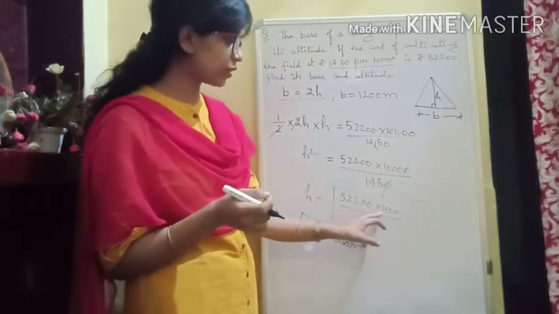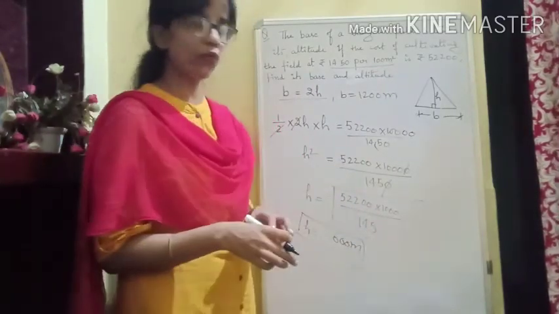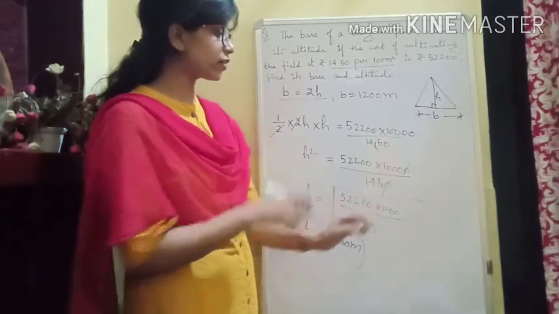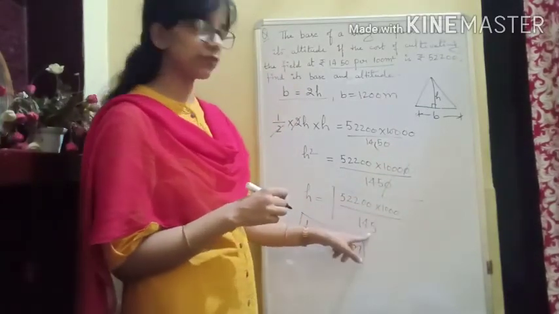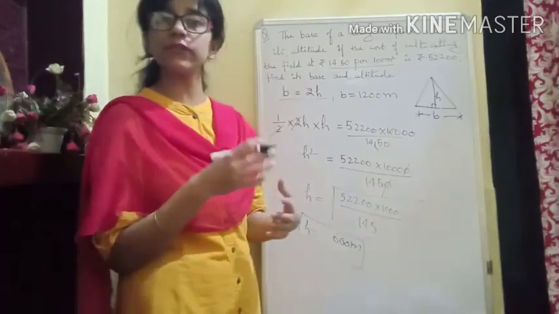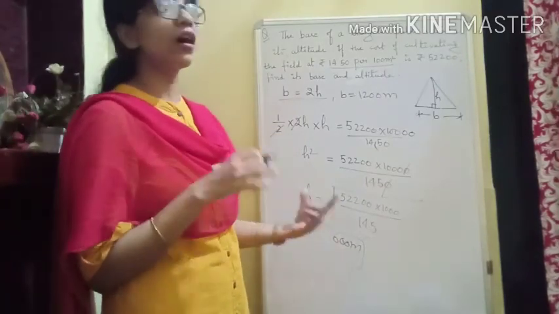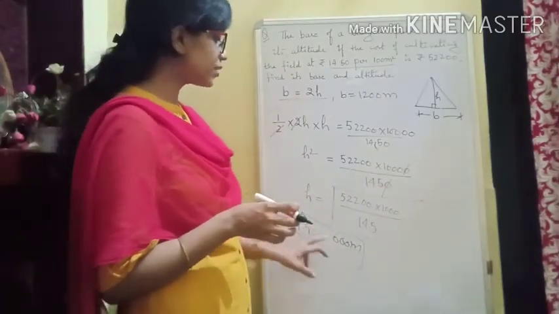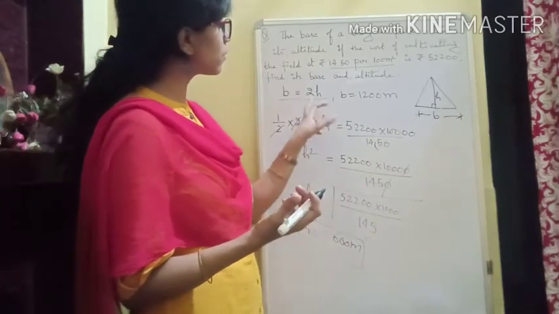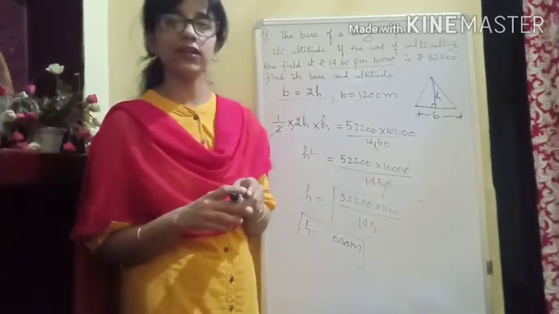I hope you all can calculate this, and just do not multiply them all. Just write the prime factors and try to cancel the numerator with the denominator and simplify it. You will get it as 600. I hope now you all know. And since height is 600 meter, the base is double its height, so it will come to 1200. Okay.